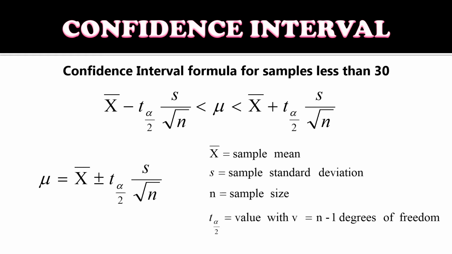For the error, upper limit and lower limit, it's the same formula as what we have for samples greater than or equal to 30.